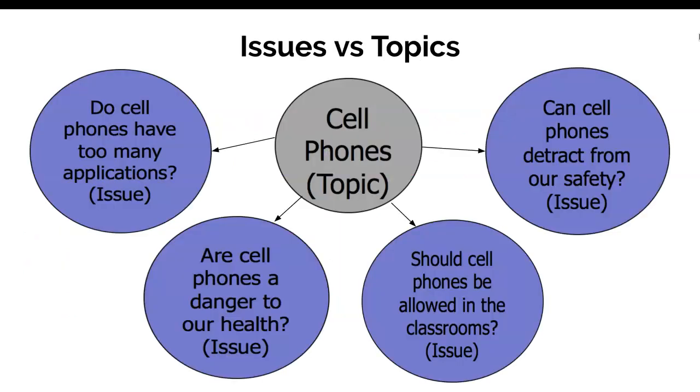So let's look at a visual. If you have cell phones as your topic, everything in the other circles could be possible issues surrounding that topic. Do cell phones have too many applications? Can cell phones detract from our safety? Should cell phones be allowed in the classrooms? Are they a danger to our health? So you will see that they are all related to the issue of cell phones.